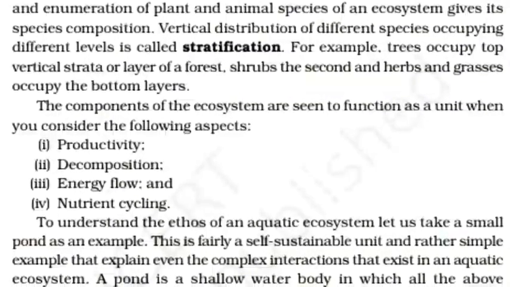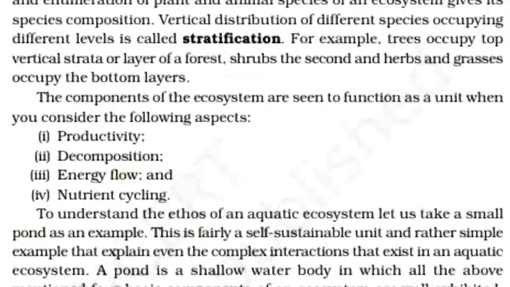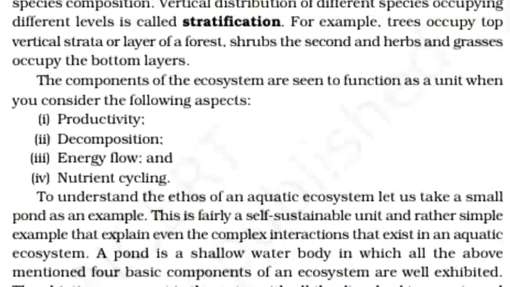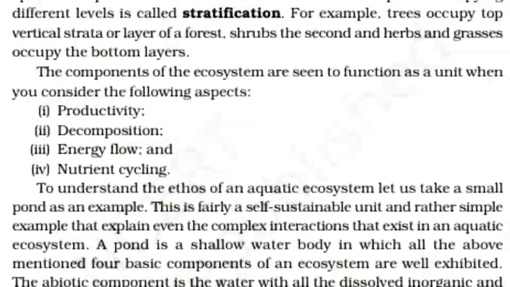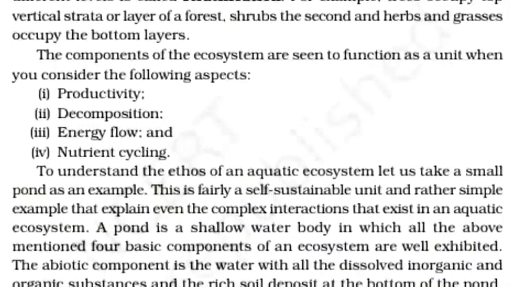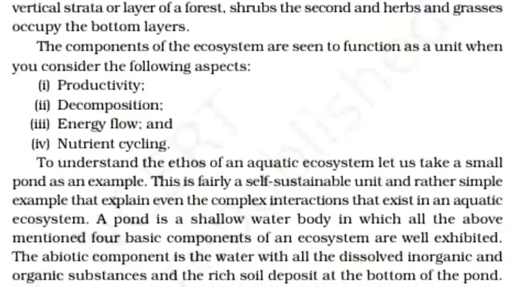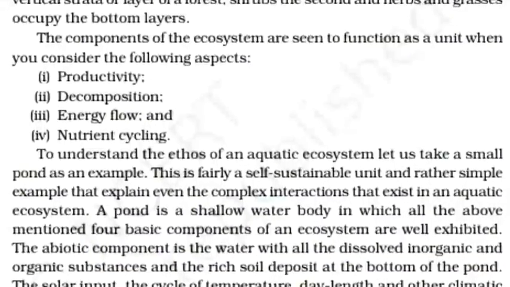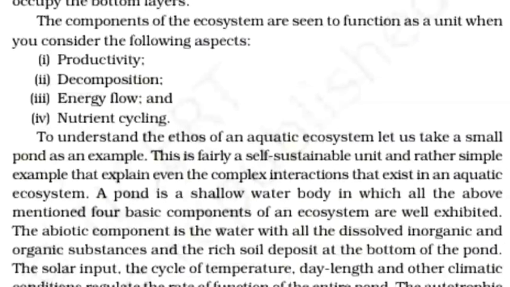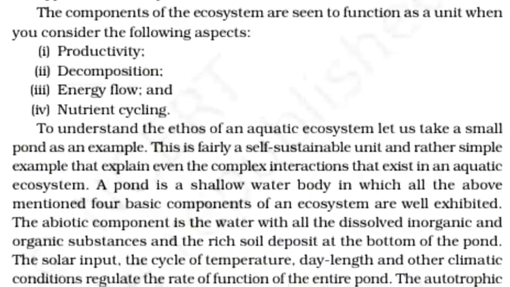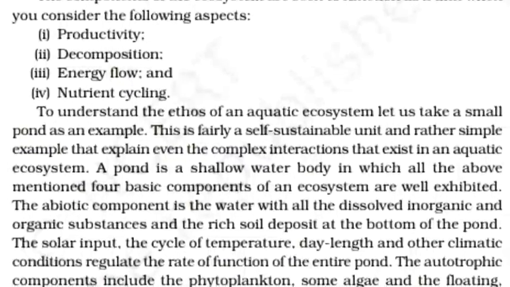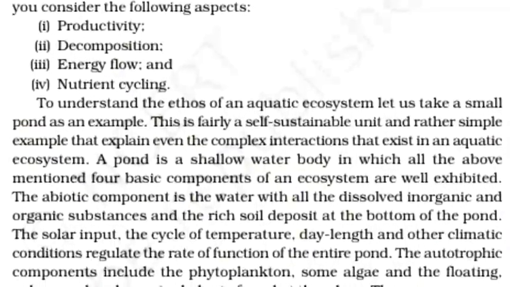The components of an ecosystem are seen to function as a unit when you consider the following aspects: productivity, decomposition, energy flow, and nutrient cycling. To understand the ethos of an aquatic ecosystem, let us take a small pond as an example. This is fairly a self-sustainable unit and a rather simple example that explains even the complex interactions that exist in an aquatic ecosystem. A pond is a shallow water body in which all the above mentioned four basic components of an ecosystem are well exhibited.